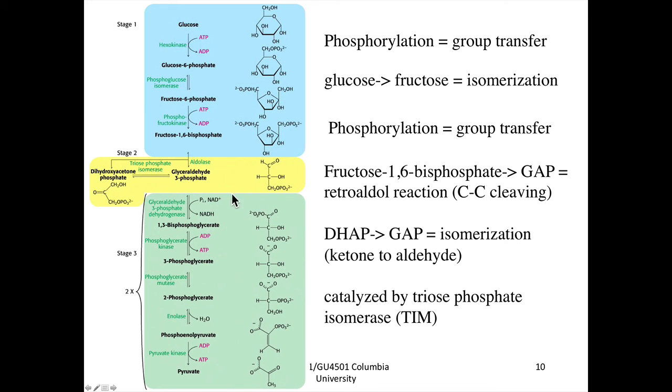And again, the clue is in the name. A triose is a 3-carbon sugar. So glyceraldehyde is a 3-carbon sugar, so it's a triose. It's got a phosphate on the end because it's glyceraldehyde 3-phosphate. So it's a triose phosphate isomerase. It isomerizes between that triose phosphate and dihydroxyacetone phosphate.